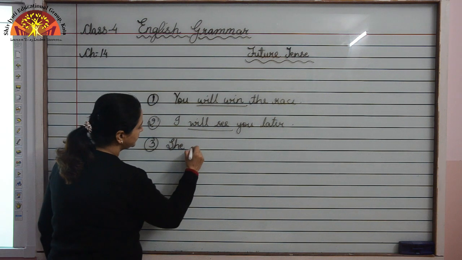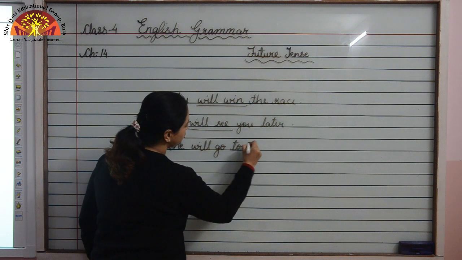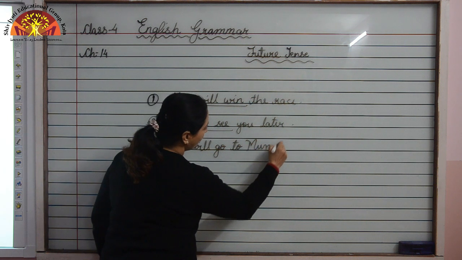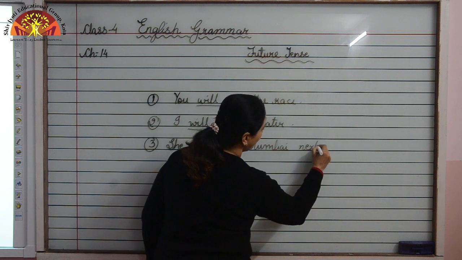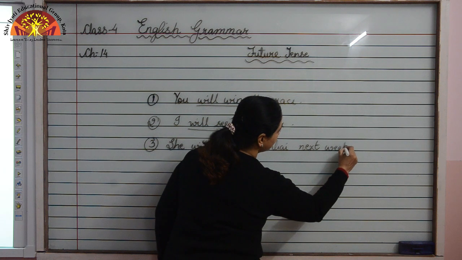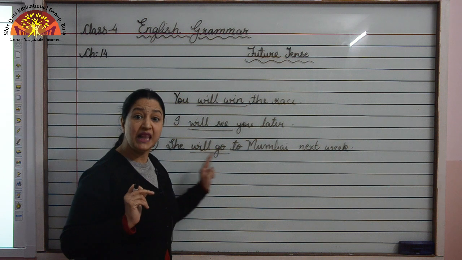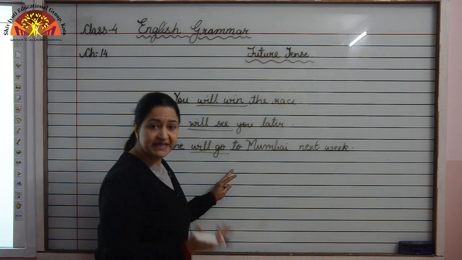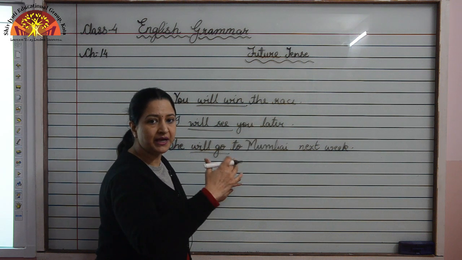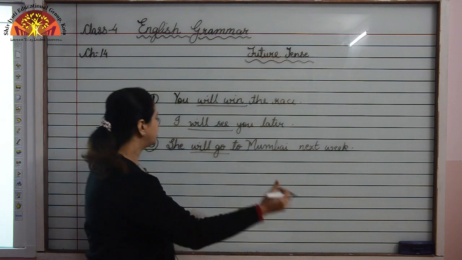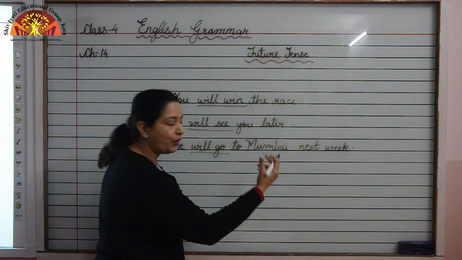Moving to sentence number or example number 3. She will go to Mumbai next week. Okay, now again here we are using will go. We are expecting that she will go to Mumbai next week. We are talking about future. Okay. So again we have used here will with first form of verb.